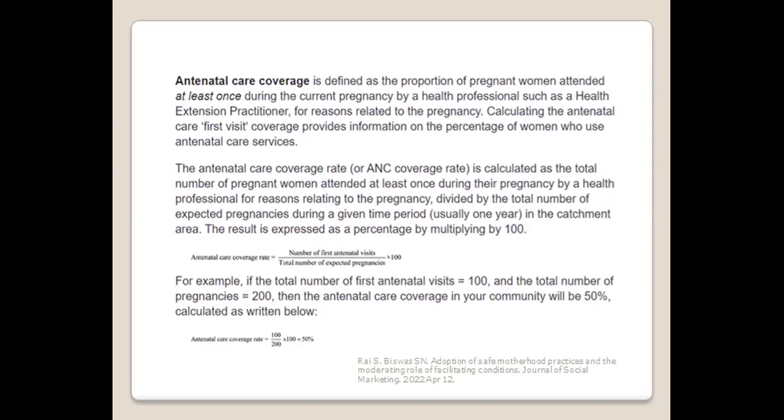This antenatal care coverage rate is calculated as the total number of pregnant women attended at least once during their pregnancy by health professionals for reasons related to pregnancy, divided by the total number of expected pregnancies during a given time period, usually one year, in the catchment area, and it is usually expressed as a percentage by multiplying by 100. Therefore, antenatal care coverage rate is the number of first antenatal visits of women divided by the total number of expected pregnancies, multiplied by 100.